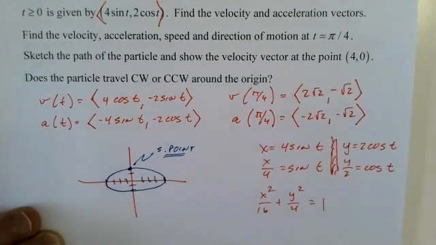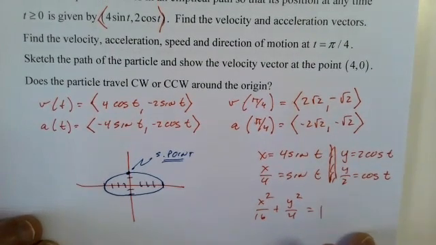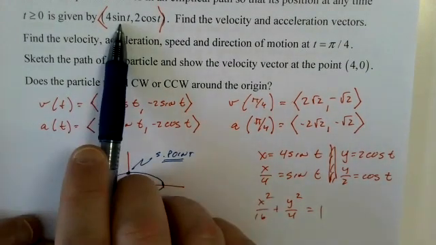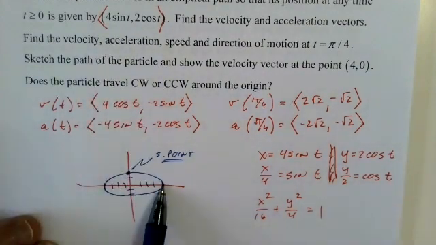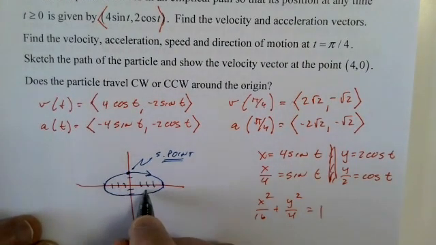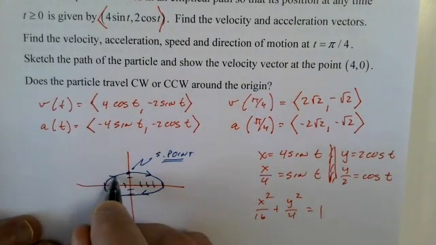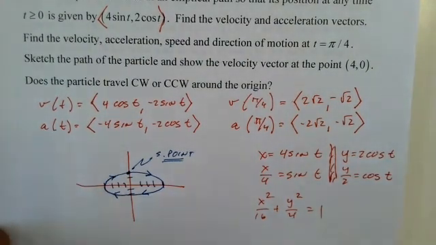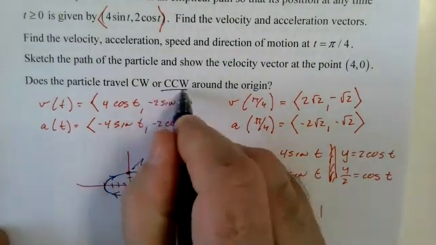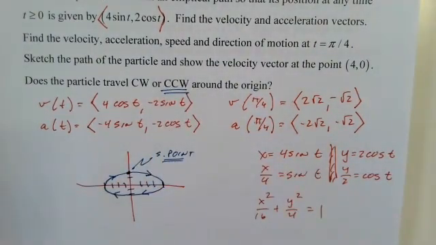Starting point. And let's see what happens when I plug in pi over 2. So 4 sine of pi over 2 is 1, times 4. So now it's at 4, and then 0. So it looks like it's going this direction. All right. Looks like it travels counterclockwise around the origin.